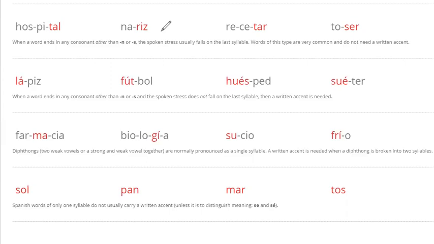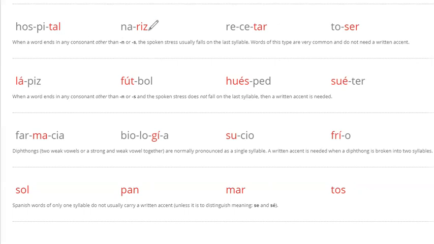But if you need some follow-up, or you're still not sure what I'm talking about, then you need to go watch the other video. The other rule, though: if a word doesn't end in a vowel, N or S, so any other letters at the end of a word, like L, Z, R, D, those words should have the stressed syllable on the last syllable.